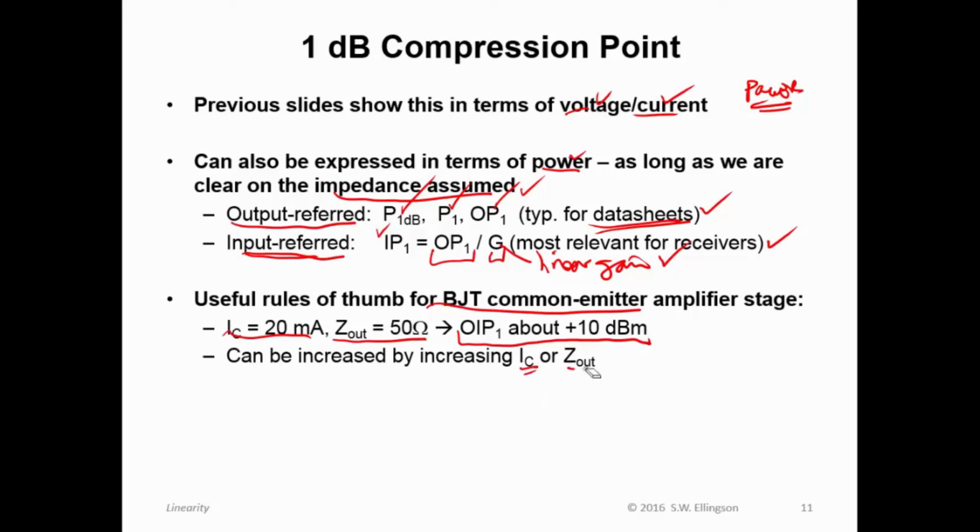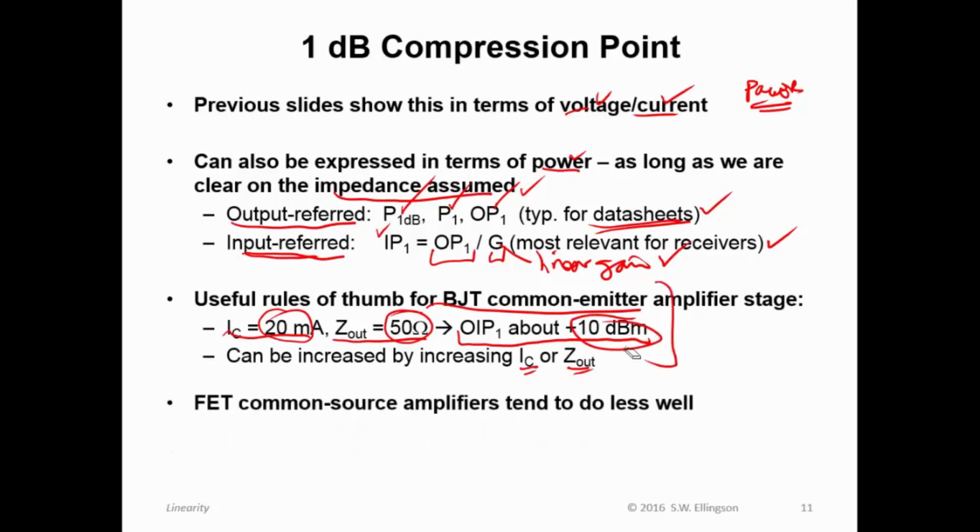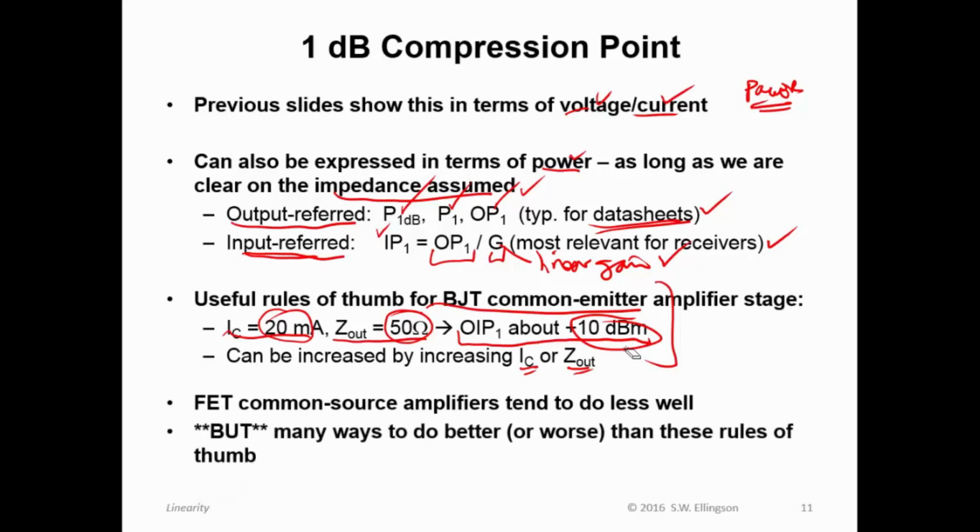If you need to increase the 1 dB compression point, then the way you do that is by increasing the collector current or increasing the impedance. Similarly, if you decrease the collector current from 20 milliamps or decrease the output impedance from 50 ohms, you typically find that this goes down. I'll tell you that FET common source amplifiers tend to do a little bit less well than this. There are lots of ways that you can make FETs work better or worse than that, and lots of ways that you can make bipolar common emitter amplifiers work better or worse than this.